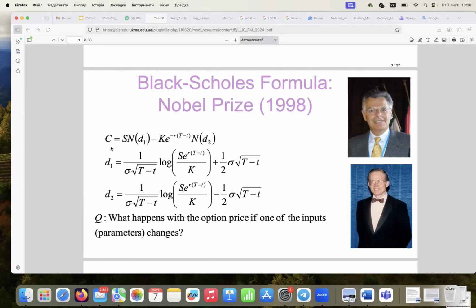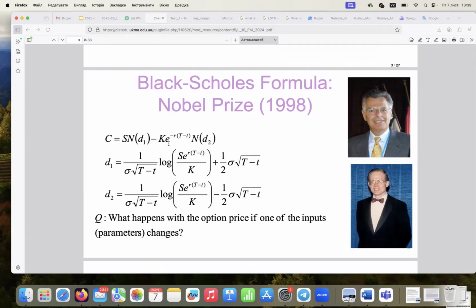For a fair price evaluation, we just need to know five parameters. After that, we need to substitute these parameters into the formula. Before, we need to compute D1 and D2. After that, this N is the cumulative normal distribution, and that's all. About these five parameters, can you remind me what they are for this formula?